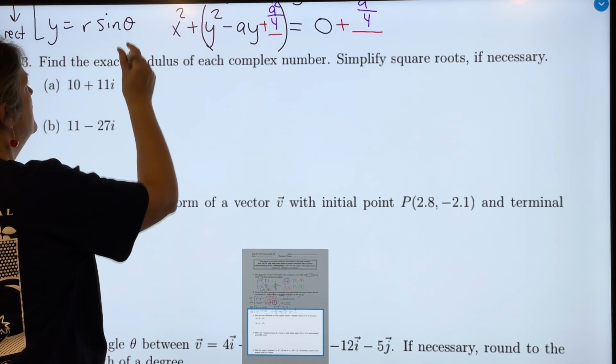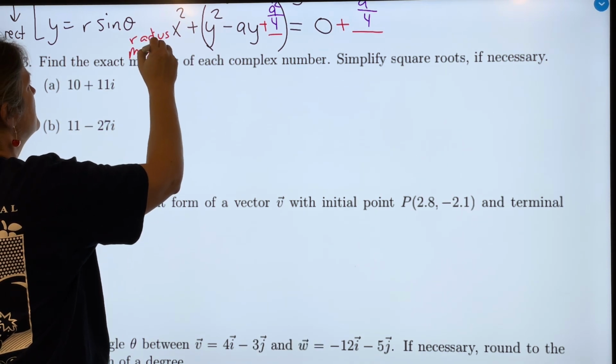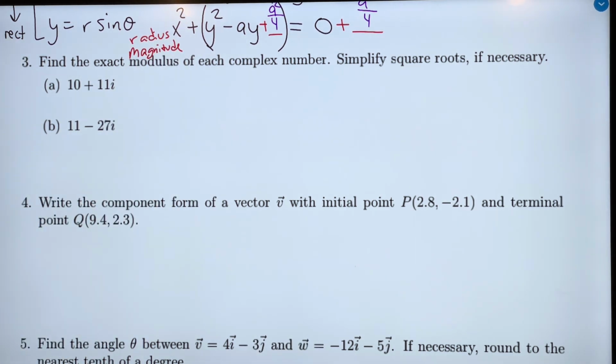What was the other M? R is radius. Oh, magnitude. Yeah, I think Samira was the one that came up with the idea of modulus, magnitude, radius, MMR, like the vaccine. All of those are the same thing, just in different contexts.